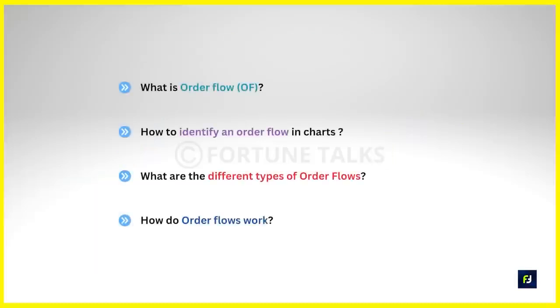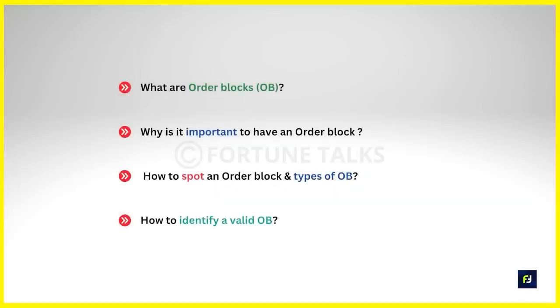So in this episode, we are going to start our discussion with order flow: how to identify an order flow in charts, what the different types of order flows are, and how they work. Then we will discuss order blocks. Why is it important to have an order block? How to spot an order block, the different types of order blocks, and what are all the key points that you need to keep in mind. And we will also learn how to identify a valid order block. We will not talk about order block refinement in this video. We will cover it in a separate video. So watch this video till the end so that you will not miss any important aspect.